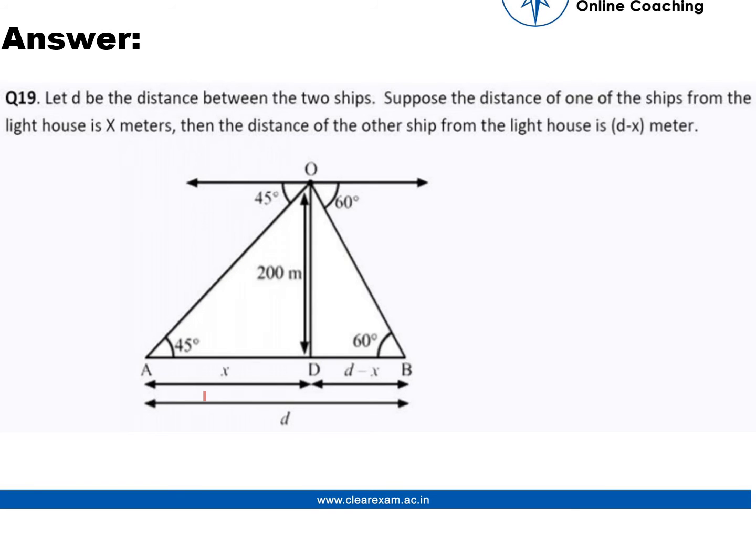We have taken the distance of one ship to be x meters, and the distance of the other ship from the lighthouse is d minus x. Because the total distance is d, d minus x will be the remaining distance of the other ship. Then next slide.